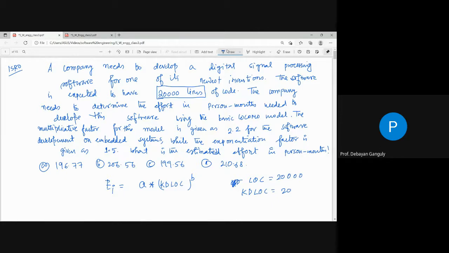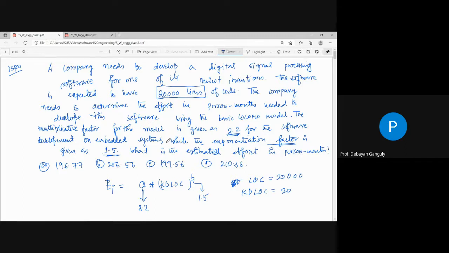Because the line of code is 20,000, KD log means thousands of lines of code. So if you divide it by thousands, you will get 20. That means that particular value is 20. And in your question, it is given that the multiplicative factor for this model is 2.2, and the exponential factor is given as 1.5. Multiplicative factor means the value of A is given as 2.2. The exponential factor, that means the value of B, is given as 1.5. You just put it in the formula and you will get the answer.